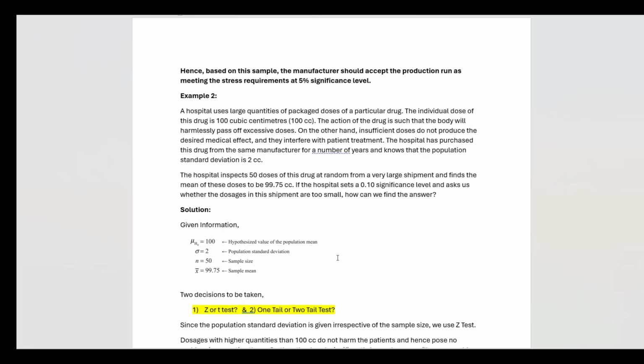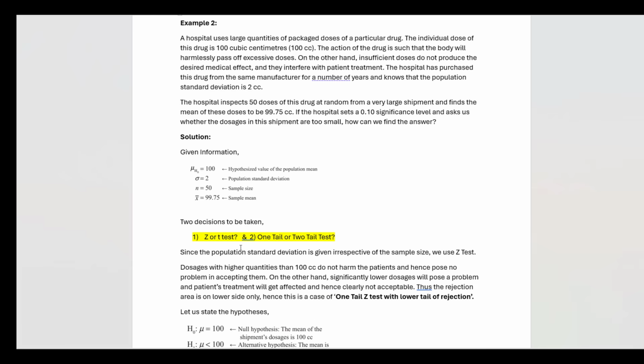Right, now let us look at another example, example 2. A hospital uses large quantities of packaged doses of a particular drug. The individual dose of this drug is 100 cc. The action of this drug is such that the body will harmlessly pass off excessive dosages. So this statement clearly says that even if it is more than 100, there is no problem because there is no effect on the patient.